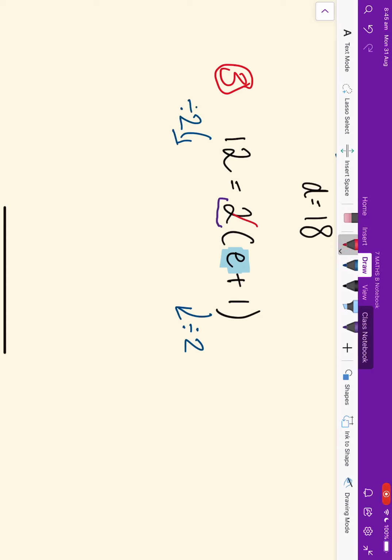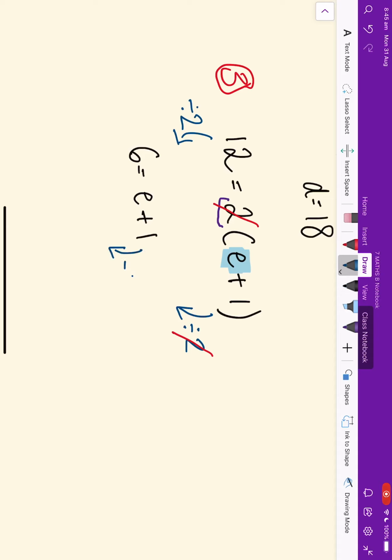I'm going to cross my 2 out on this side. 12 divided by 2 gives me 6. Then I've got e plus 1. Okay, I want to get rid of this 1 because that means my e will be by itself. So since it's being added, let's take it away.